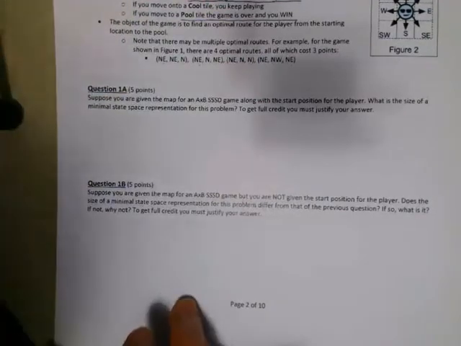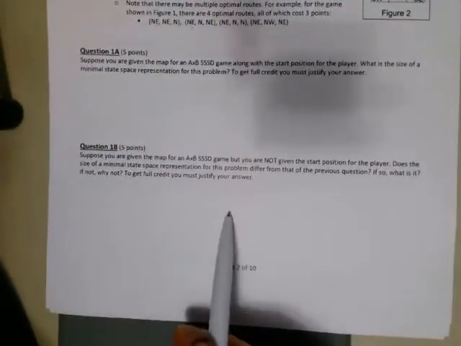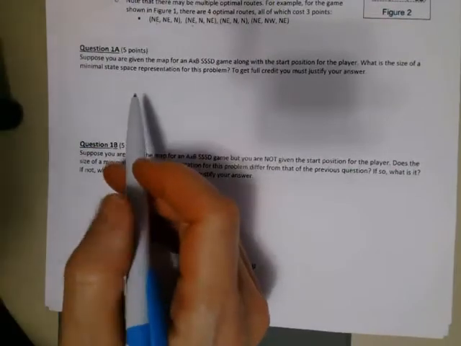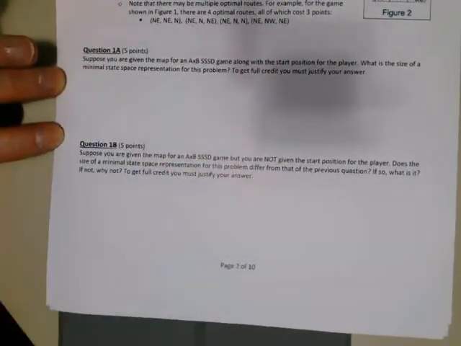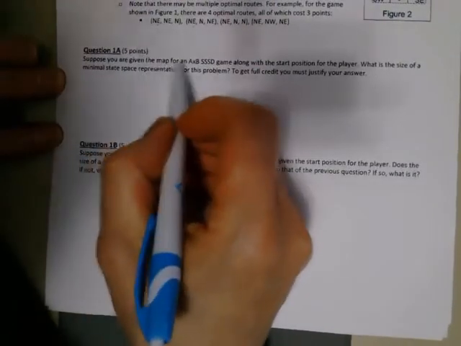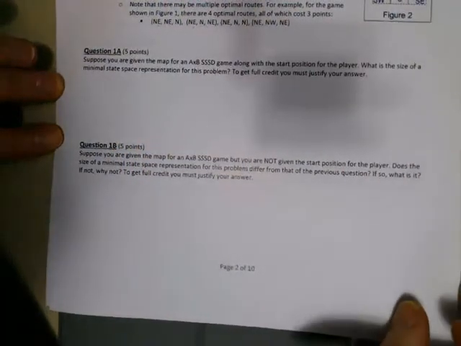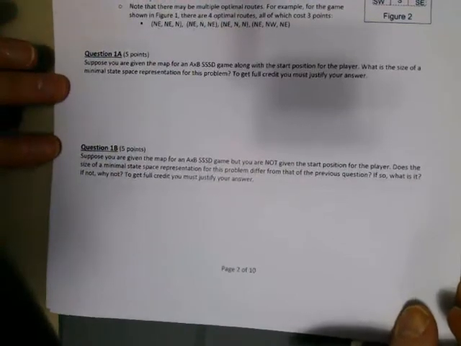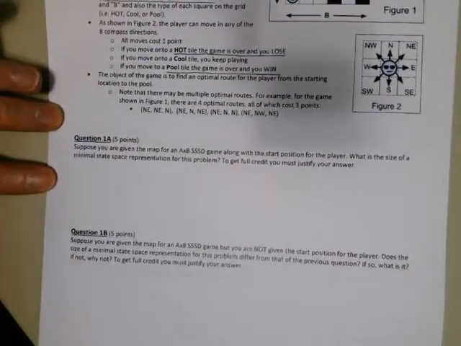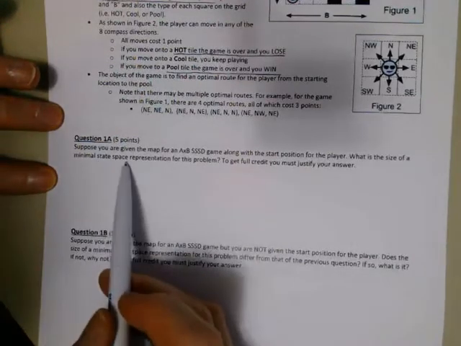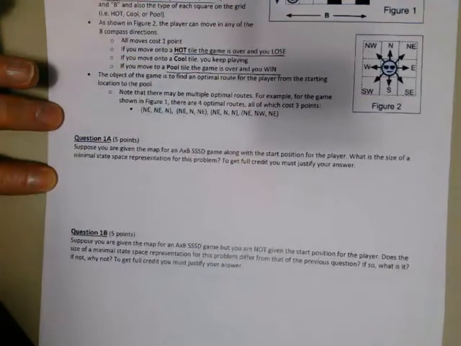Okay, so let's see if you can still see all of the questions on the camera. I'm not sure if you can. Okay, I think you can see everything. So, suppose you're given the map for an A by B HSSD game, so just some random A by B, along with the start position for the player. Here, I'll move this down a little bit so you can see the map a little bit. What is the size of a minimal state space representation for this problem? To get full credit, you must justify your answer.